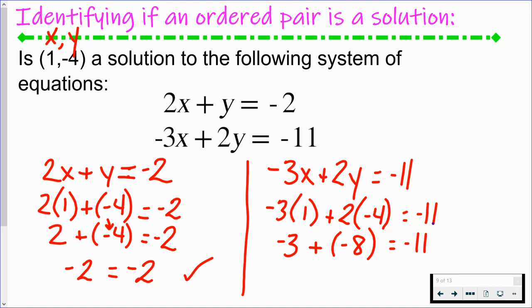Now, -3 plus -8, so same signs, add and keep. So I'm going to add these two, and I'm going to get -11 equals -11. Ding, ding, ding. True statement. It works. So since it worked out for true statements, we had -2 equals -2, which is true, and we have -11 equals -11. That's another true statement. Then 1, -4 is a solution. So yes, it is a solution.